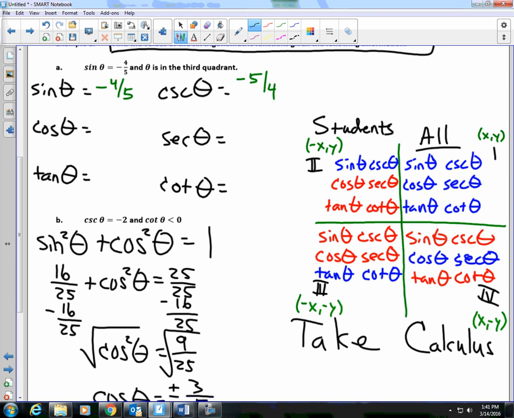Let's look at our quadrant. It says we are in the third quadrant. Is cosine going to be positive or negative in the third quadrant? It is negative. So therefore, -3/5 is the answer. What about secant? Reciprocal, which would be -5/3.